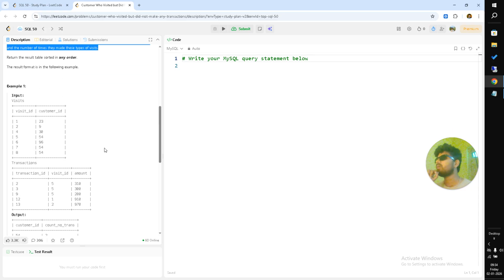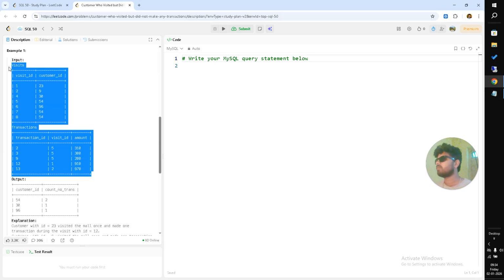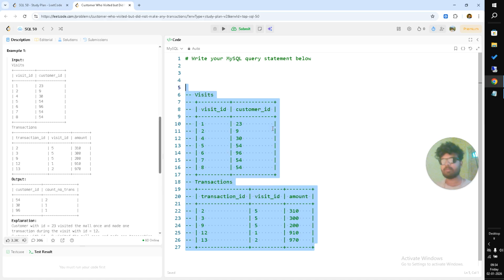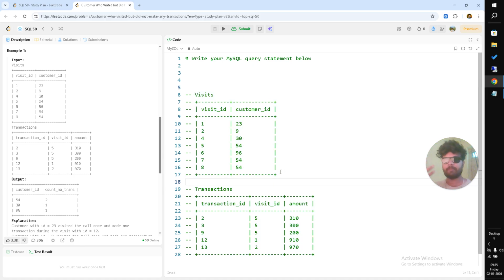So we need to find those customers who visited something, we call it a mall or some shop, maybe shop. We need to find those customers who visited but did not make any transaction. But we want to know how many times they did the same thing, like visiting but not buying anything, or not making any transactions. So let's see.